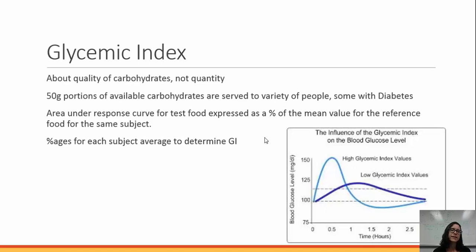So glycemic index is totally about quality and not quantity. They're measuring a certain gram amount of available carbohydrate. So if you eat double the amount that they refer to in the glycemic index, you're not necessarily going to have the same glucose response as you would have anticipated.